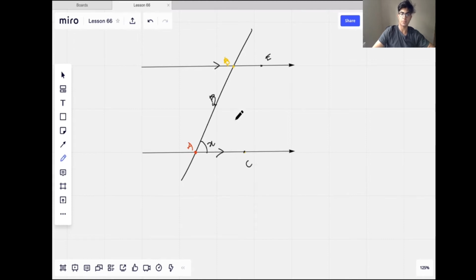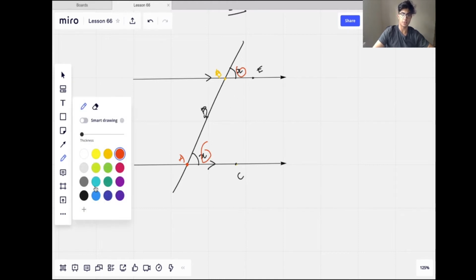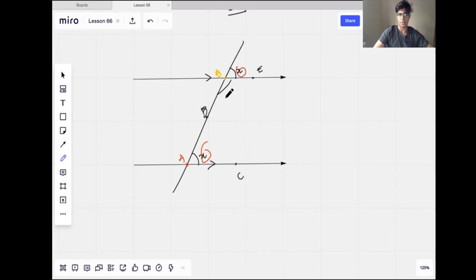Our corresponding angle theorem says that if this angle is X, then the angle up here is also X, i.e. this angle and this angle are equal. And using that same principle, let me change colors, you'd also have this angle Y equal to this angle here, Y, and the same thing on the other side.